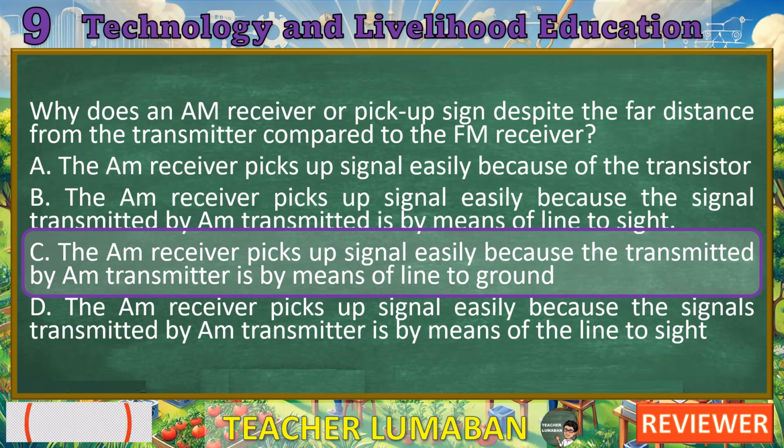Explanation of each choice. A. The transistor itself does not affect AM's ability to pick up distant signals. Transistors are used in both AM and FM receivers but do not account for the propagation difference. B. AM signals do not rely on line-of-sight transmission. This is characteristic of FM signals, which are more affected by obstacles. C. This is correct. AM signals use ground wave propagation, which allows them to travel further, even over the horizon. D. Line of sight is not a property of AM signal propagation. This is more relevant to FM signals.